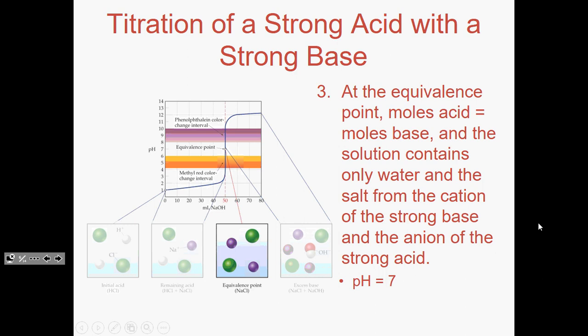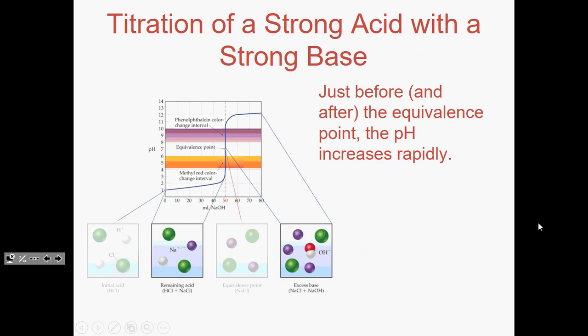So the spectator ion Cl minus is still there floating around from the HCl. And the Na plus that we added from the strong base is there, but all of the H plus and OH minus at this point are gone. And what we have is water with Na plus and Cl minus floating around in it. And notice we have equal amounts of each. And the H plus and the OH minus have canceled each other perfectly. So what we're left with is a true neutral solution. Our pH is going to be 7 in a strong titration.